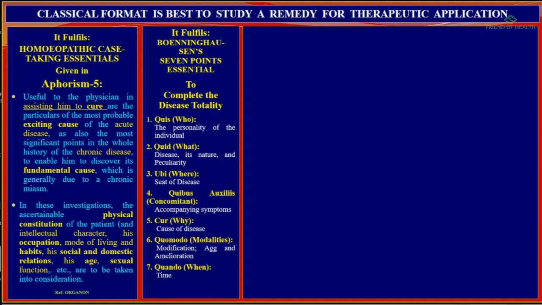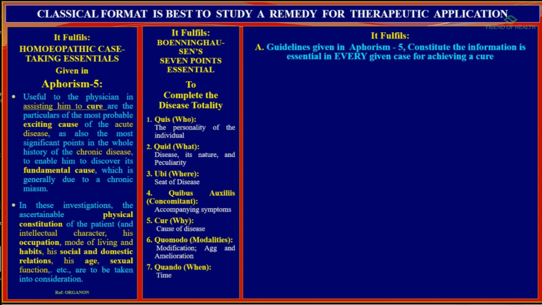And these are the informations which are very essential to complete the disease totality. All these things are possible if we have the classical format, as it fulfills guidelines given in aphorism 5, which constitute the information essential in every given case for achieving a cure. Boenninghausen's 7 points complete the picture.